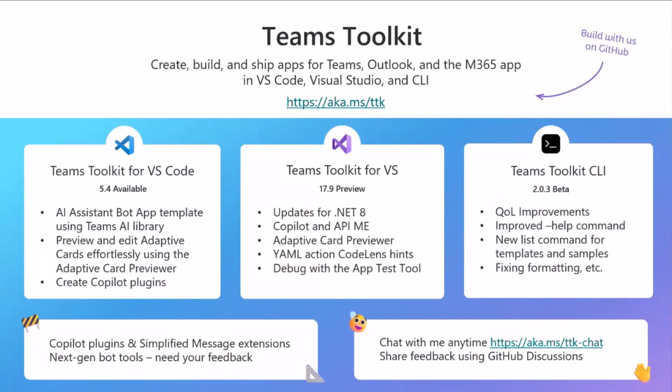5.4 is available. I think it just came out on Monday, so it's got things like an AI Assistant bot app template using the Teams AI library. You can also preview and edit adaptive cards effortlessly using the adaptive card previewer, create Copilot plugins, and lots of other stuff. Definitely check it out at aka.ms/TTK. He's also got a chat opportunity that you can do with John, so take advantage of that. Great guy. Loves to get involved.